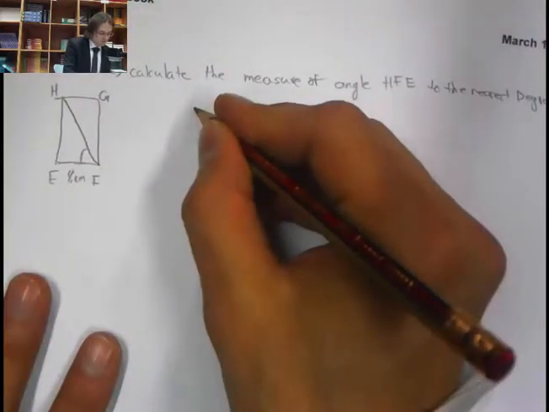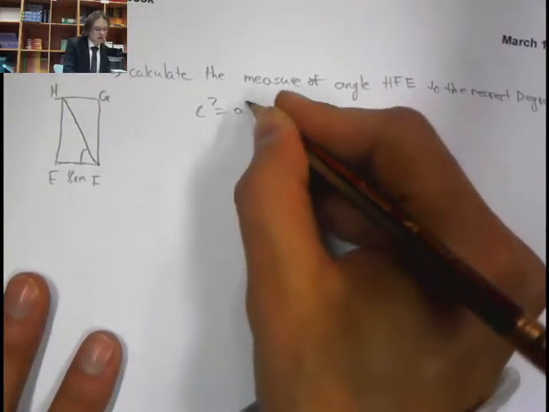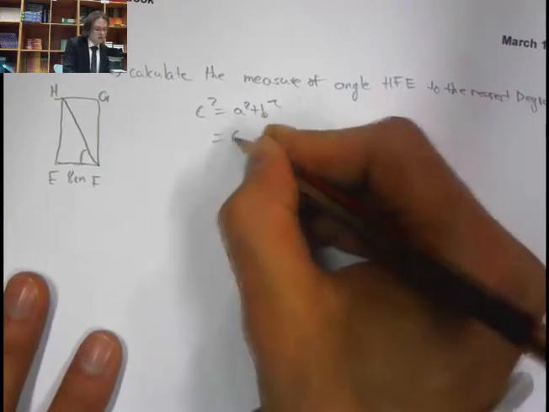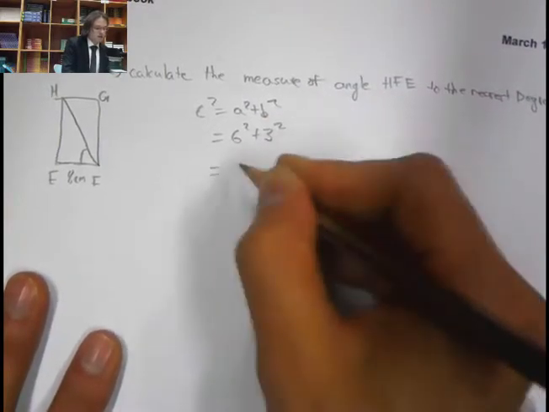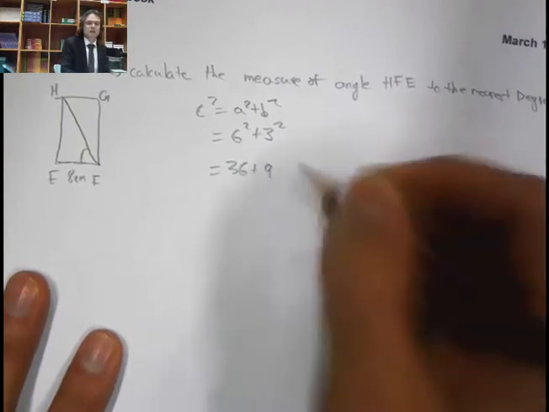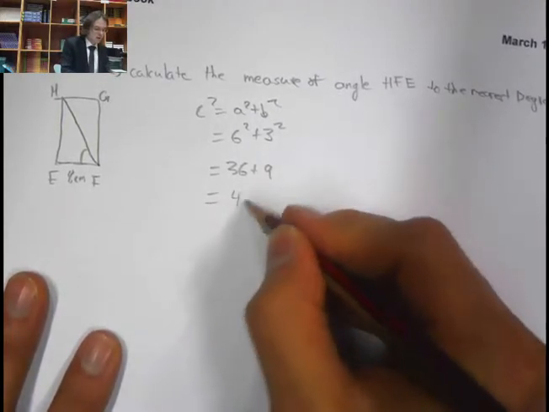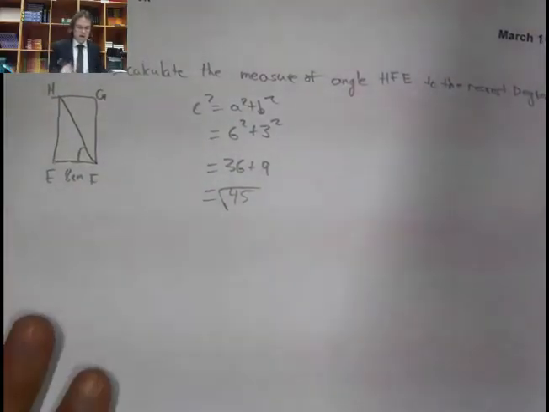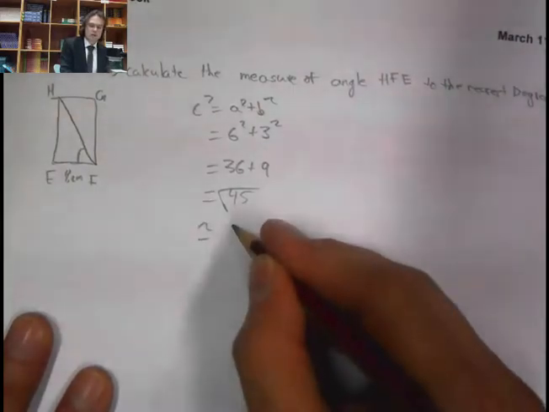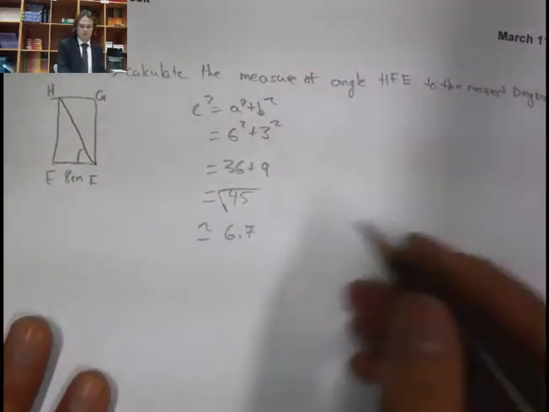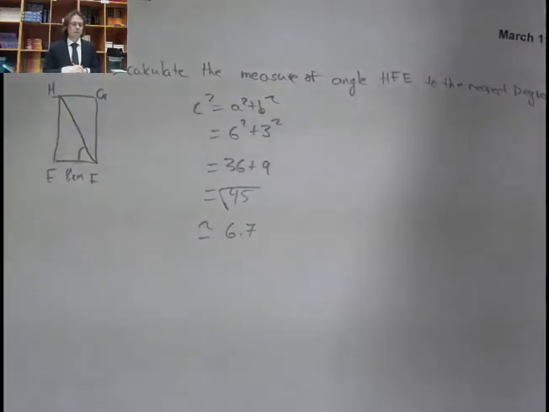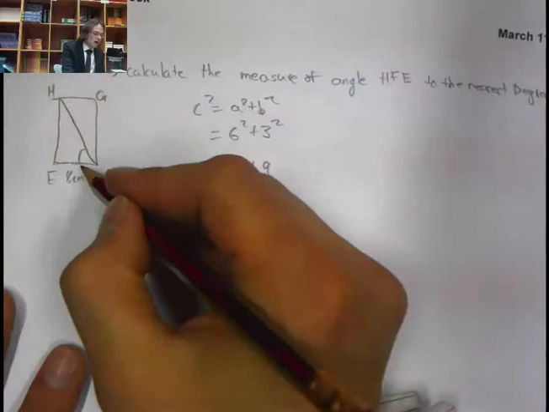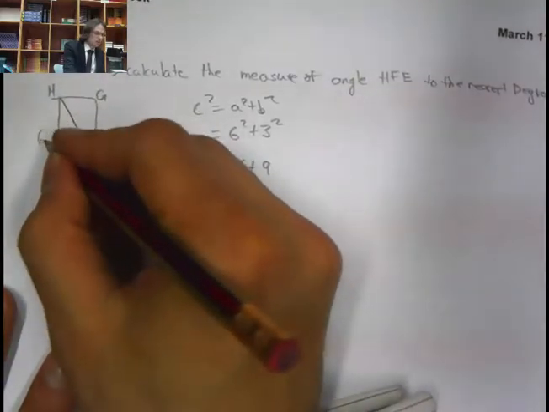So we had 6 and 3. So I know C squared is equal to A squared plus B squared. So I have 6 squared plus 3 squared is equal to 36 plus 9. Okay, we add those up. I'm going to get 45. We want to square root that. Alright? Now, this is going to give me approximately 6.7. Okay? Now, what we want to do is we have this here. I know this, and now I know this opposite, which is 6.7.